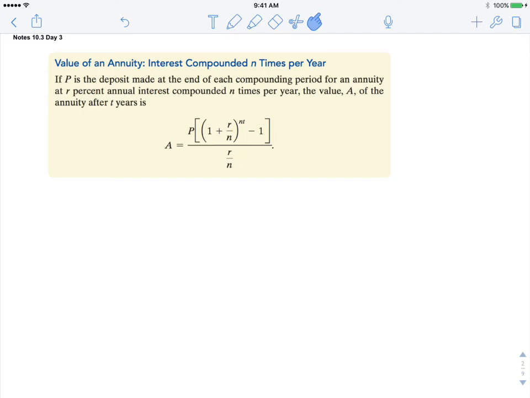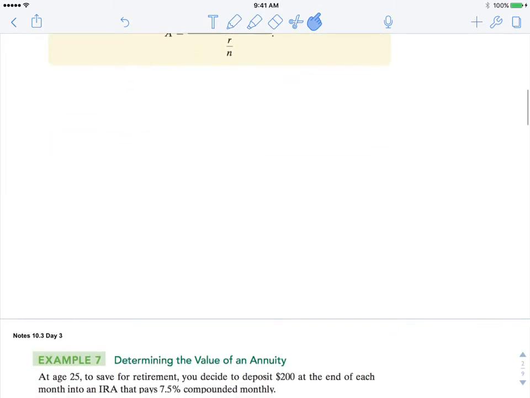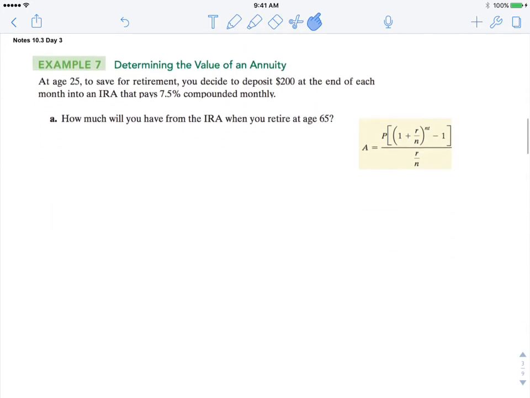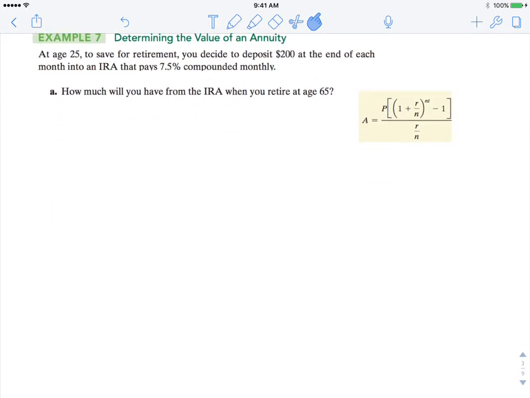So the A is the end amount, the P is the deposit made at the end of each compounded period, and then the R is the interest rate in decimal form. The n is the number of times per year that it compounds, and then t is the time in years. All right, so we're going to go ahead and move on to our first example.